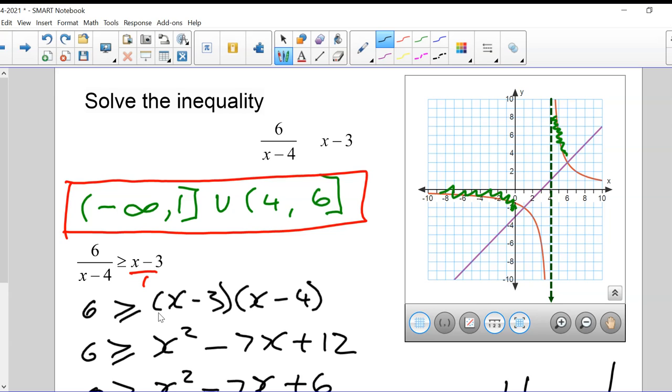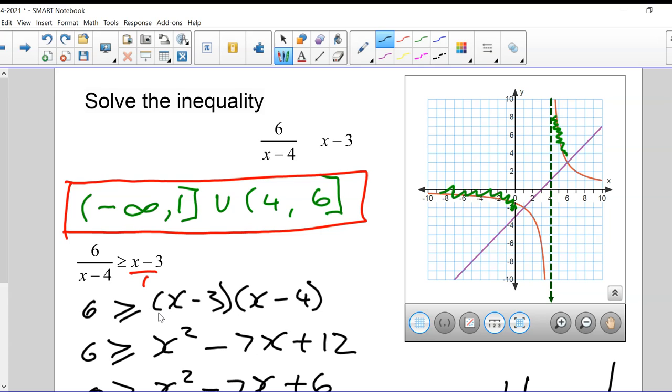Does anybody know why that's not a good idea? It was fine for equations. So if you have to solve an equation, go nuts. Cross multiply all you want, no problem. You get your answers, you're good to go. But something is different when it's an inequality.